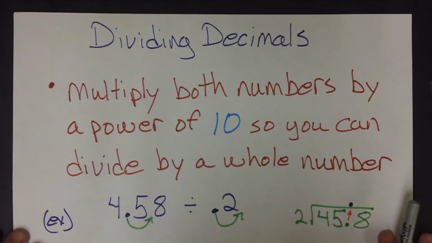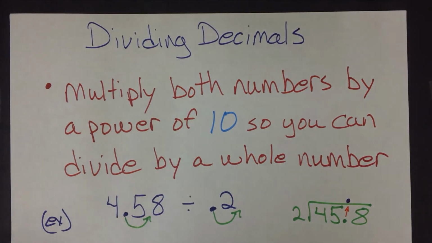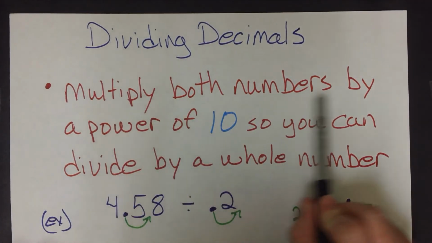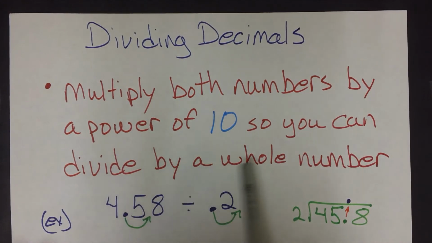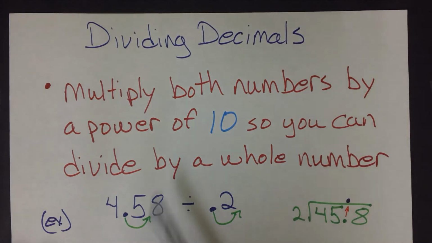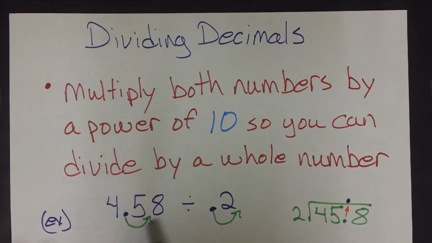Now let's look at dividing decimals. When you divide decimals, you need to remember that we're going to multiply both numbers by a power of 10 so you can divide by a whole number. Now, multiplying by a power of 10 is the same as moving the decimal. The first time you move it, it's 10. If you move it twice, it's 100. If you move it 3 times, it's 1,000.